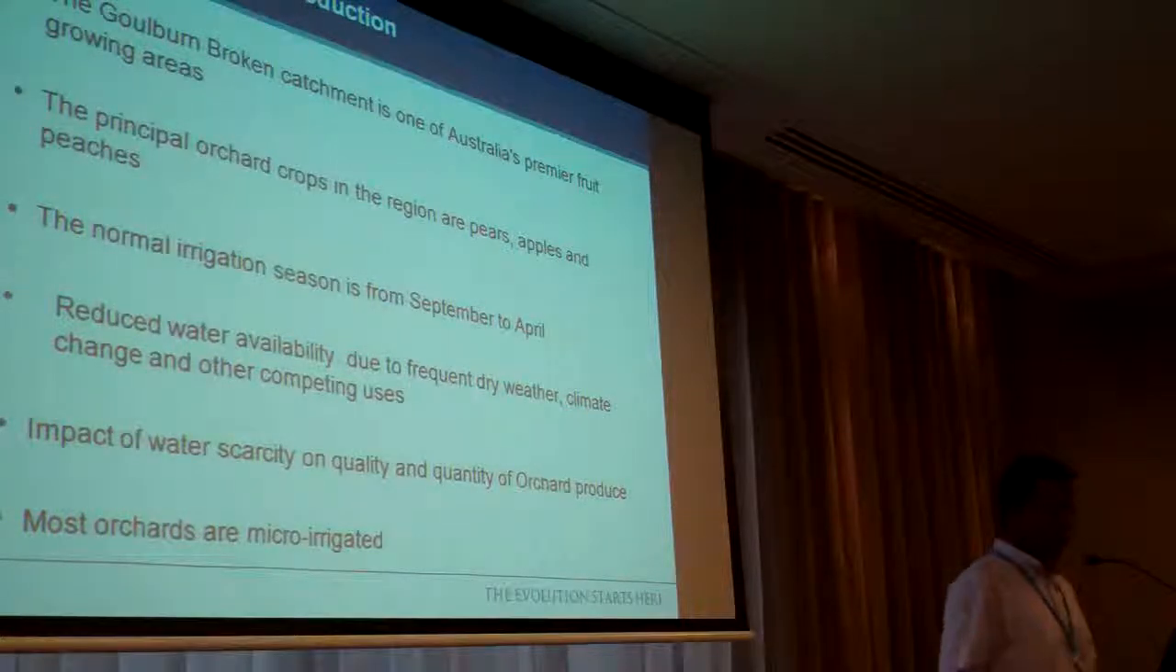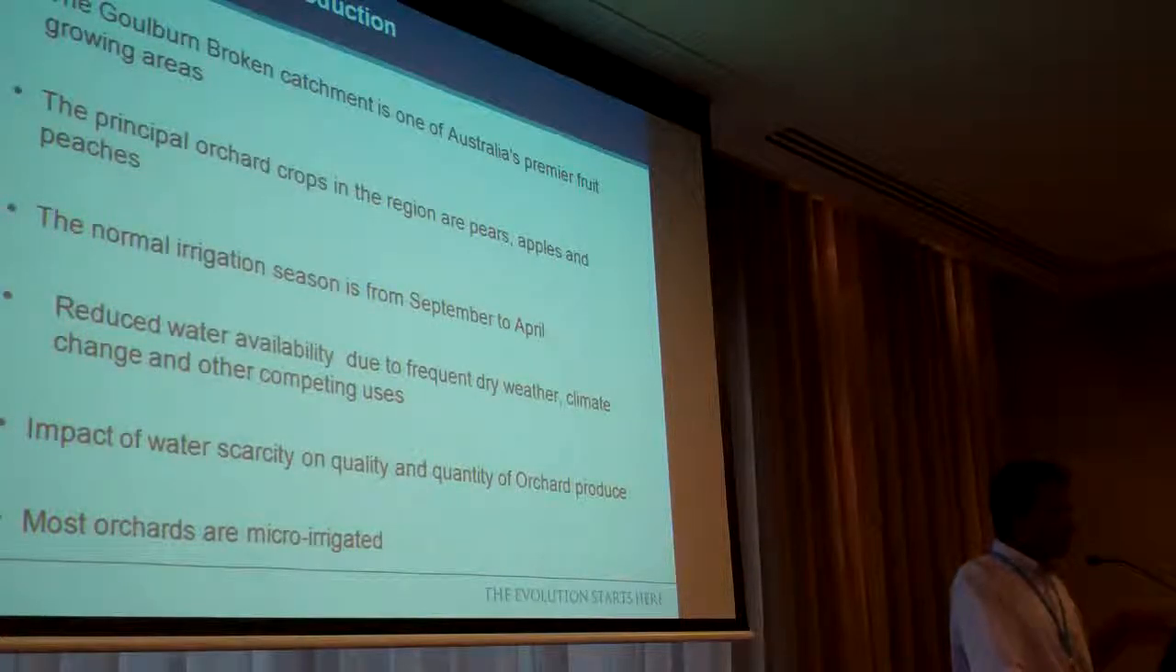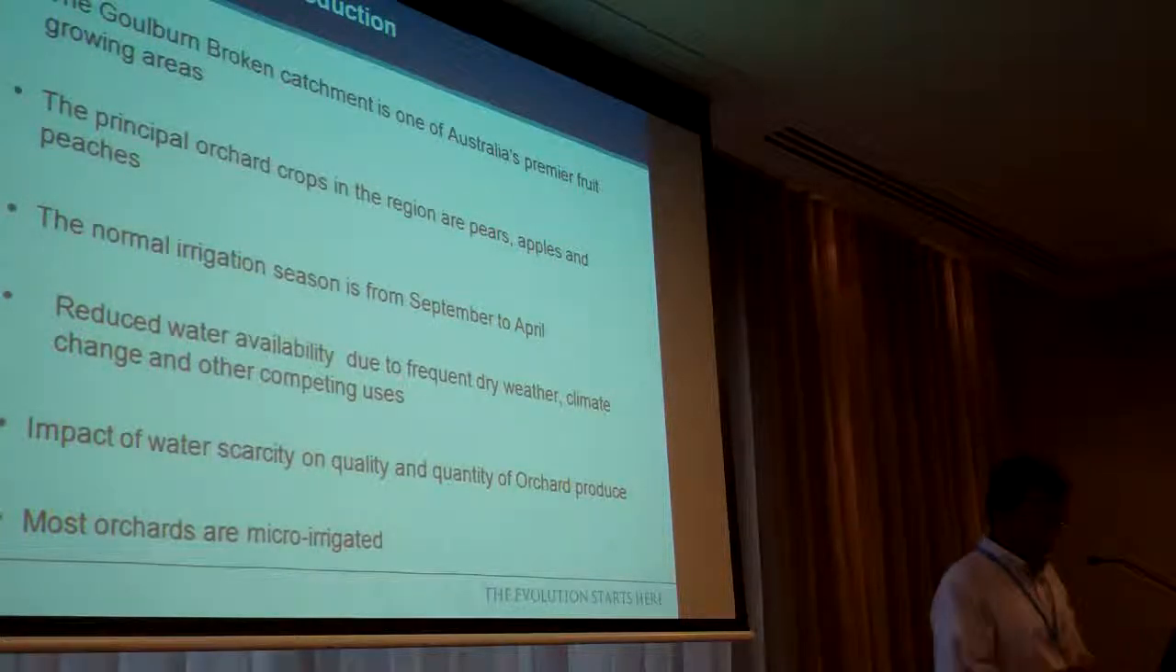But in the Goulburn Local region, most of the orchards are micro-irrigated using micro-jets or mini sprinklers, and the irrigation technology on the physical infrastructure side is, we can say, relatively efficient. There are minimal conveyance losses and the soil evaporation is less.